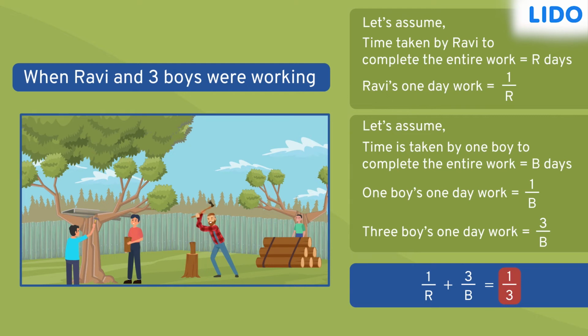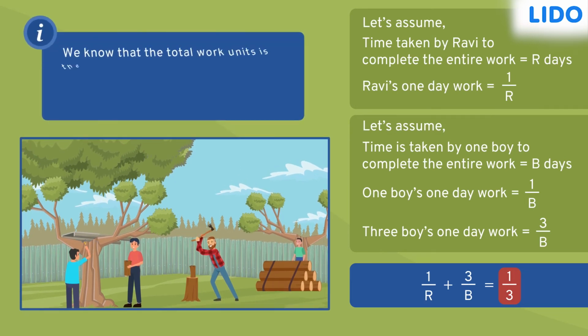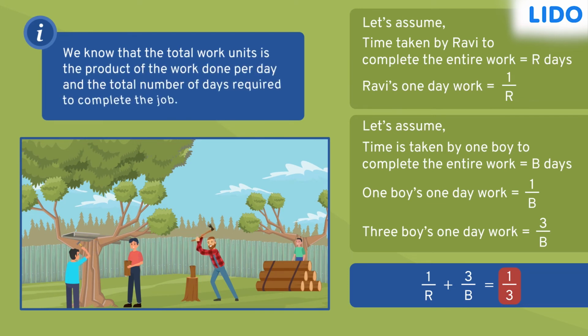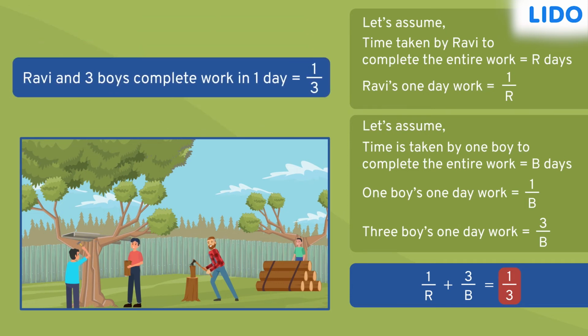Wondering how we got 1/3 on the right hand side? Let's quickly understand how total work is calculated. We know that the total work is the product of the work done per day and the total number of days required to complete the job. Hence, we can say that in one day, Ravi and the 3 boys will complete 1/3 of the work.